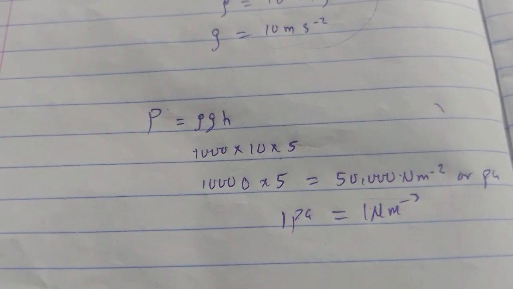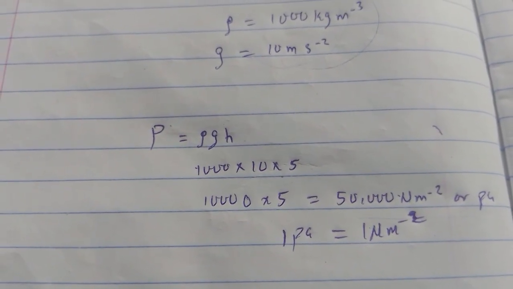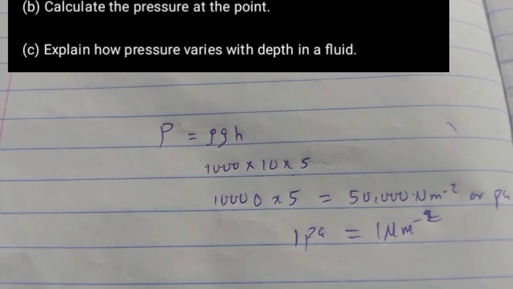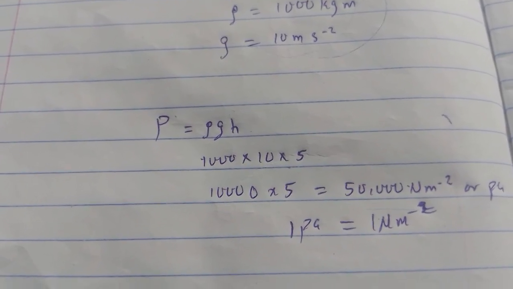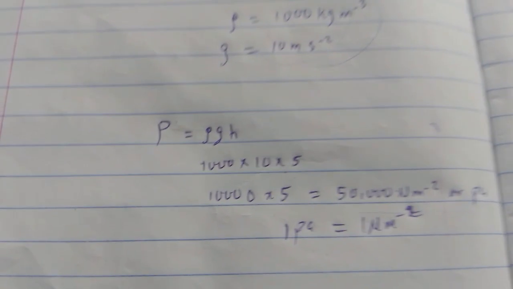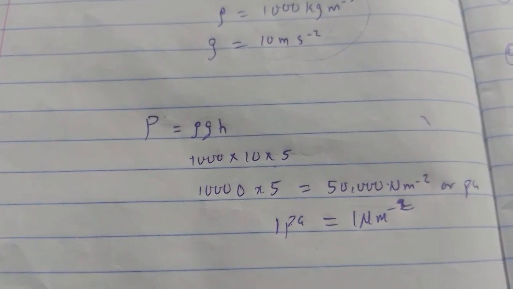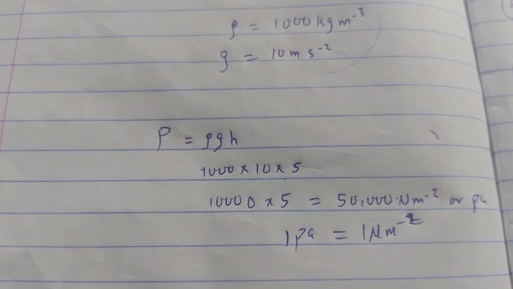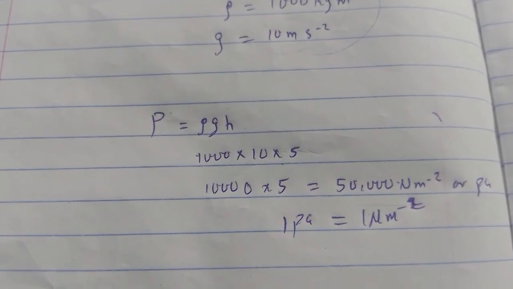Now the next question is, explain how pressure varies with depth in a fluid. Imagine if you are going inside a river, you'll feel more pressure as you approach the bottom. Do you know why? Because of the weight of the water above you. Therefore we can say that pressure increases with depth. Are you with me? So to explain, you say pressure in a fluid increases with depth.